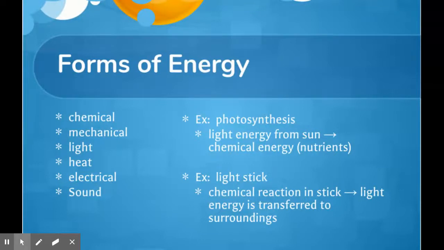So for example, photosynthesis takes light energy from the sun and turns it into chemical energy that is stored in the glucose molecules. A glow stick is a chemical reaction that happens in the glow stick, and that chemical energy is transferred into light energy that is transferred to its surroundings. Now, all of these different forms of energy fall into one of two categories: potential energy or kinetic energy.